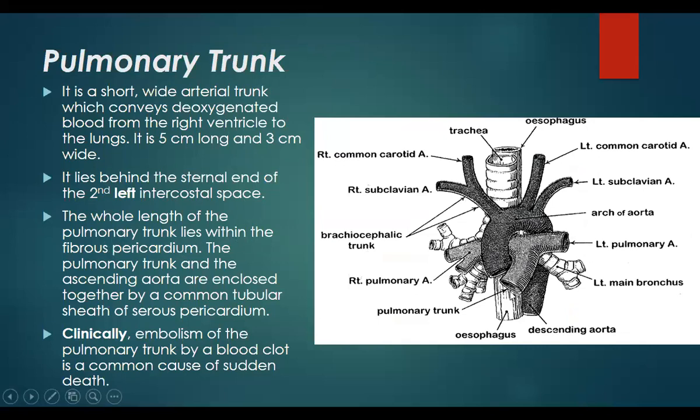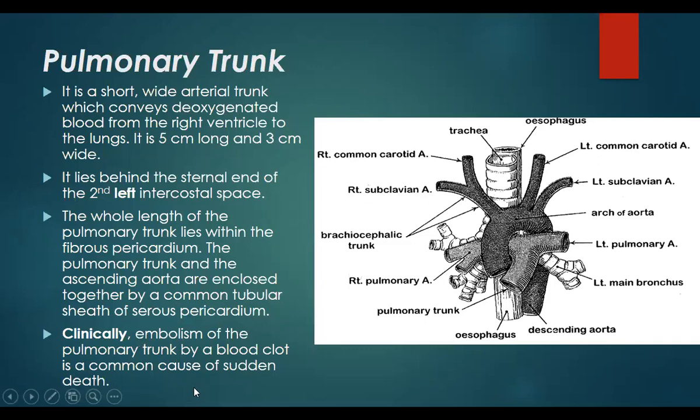The whole length of the pulmonary trunk runs within the fibrous pericardium. So the whole of the pulmonary trunk is covered by the fibrous pericardium, which is covering the heart. It not only covers the heart, but also a part of the superior vena cava, the pulmonary trunk, and the aorta here. Because this artery is very short, it encloses the whole of the pulmonary trunk within the fibrous pericardium. The pulmonary trunk and the ascending aorta are enclosed together by a common tubular sheath of the serous pericardium. As I said, both the pulmonary trunk as well as the ascending aorta here will be covered by the fibrous pericardium.